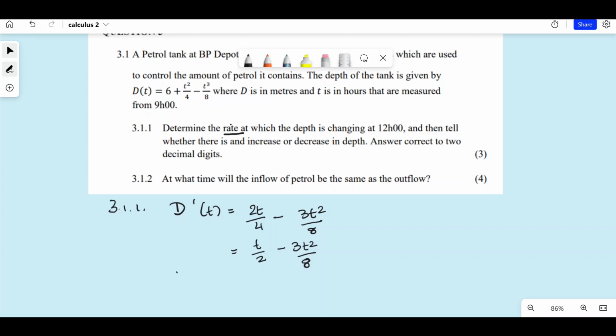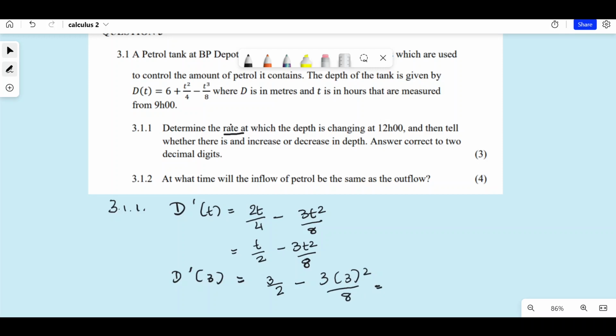Now we are not just finding the rate at which the depth is changing at 12. That means you are asked to find d prime of 3 hours. After 3 hours, what is the depth of the tank? So you substitute t equal to 3: 3 over 2 minus 3 times 3 square over 8.